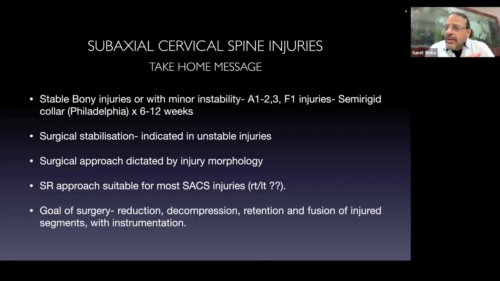But what I do is, number one, I don't apply traction to the esophagus and the trachea, and I ask my assistant to hold the retractors. This is a dynamic retraction that we do. Number two, I ask my anesthetist to deflate the endotracheal cuff off and on, and I always do it from the right side, unless there are certain other special circumstances. So the goal of the surgery is the reduction, decompression, retention, and fusion of the segments with instrumentation.